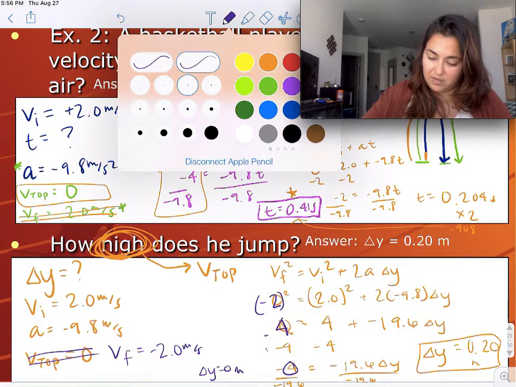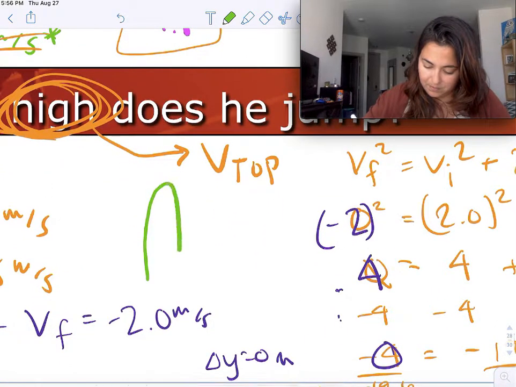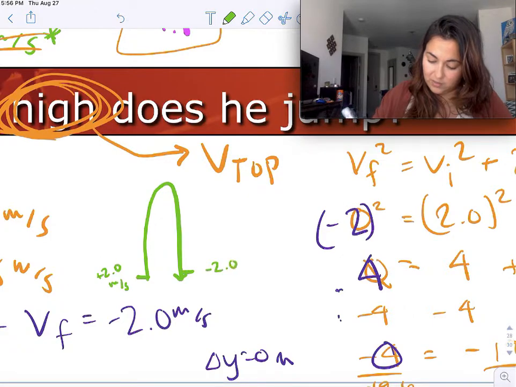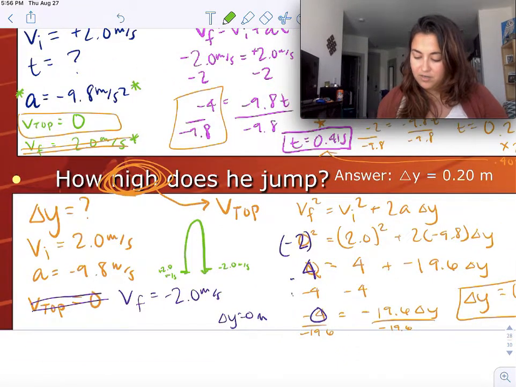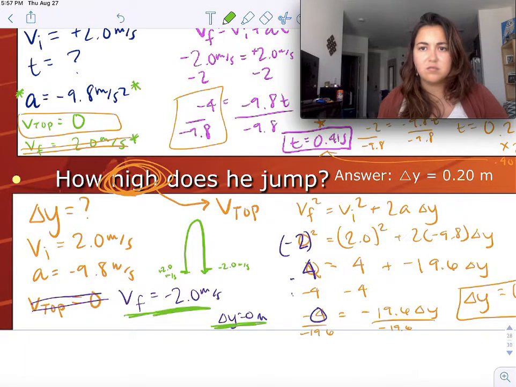I'm going to draw this picture again. Think about the motion of his jump. He goes up and he comes down. At this location is where he has a velocity of positive 2, and at this location is where he has a negative 2 velocity. His displacement from that speed to that speed is 0 because he ends up back where he starts. So technically you were plugging in correct information if you use this number, but you're going to end up finding out that he lands where he started, which is not what they want. They want to know how high does he jump.